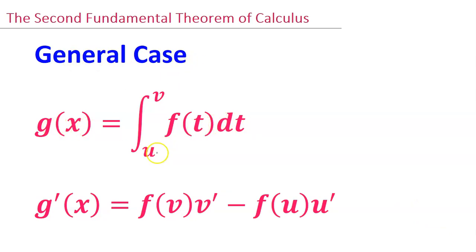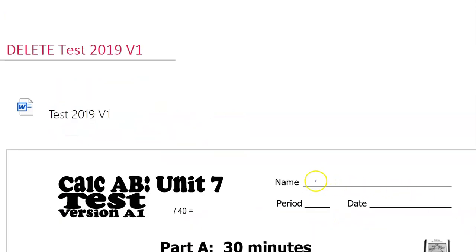For the general case, where you have something more than just a constant and x, to take the derivative, we have to take the upper limit and plug it in to the function that we have, and then immediately multiply by the derivative of the upper limit. And then you subtract, and you plug in the lower limit times the derivative of the lower limit. So again, the derivative in general for an integral defined function goes plug in the top times the derivative of the top minus plug in the bottom times the derivative of the bottom. So that is what we are about to do.